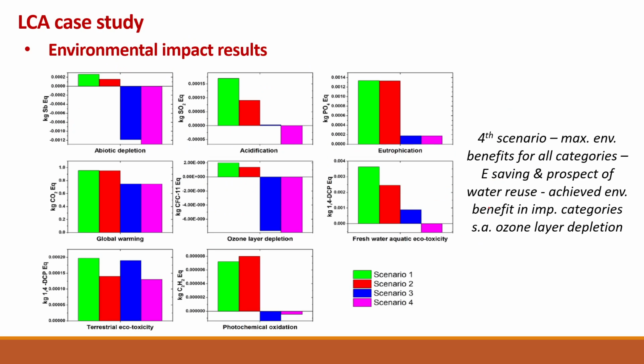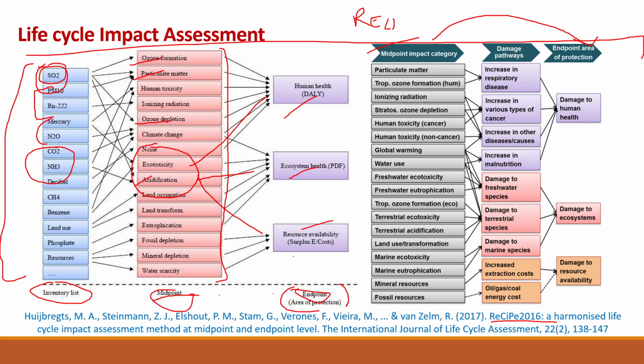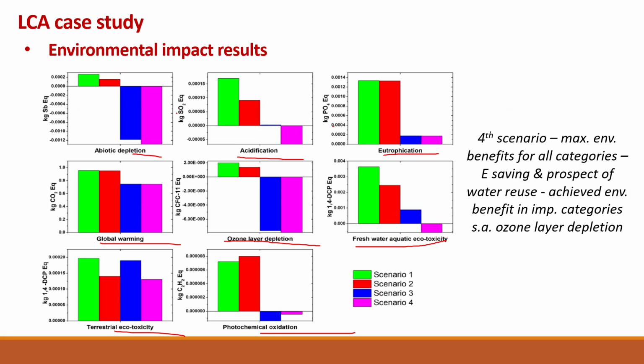Now see, this is the example of the results. So how do we get the results? This is an example. Now they have displayed here only 8 impact categories: abiotic depletion, acidification, eutrophication, global warming, ozone layer depletion, freshwater aquatic ecotoxicity, terrestrial, and this, right? But as we saw in the earlier slide, if you recall, there are many impact categories, okay? So depending upon your scope and area of study, you can display as per your requirement.